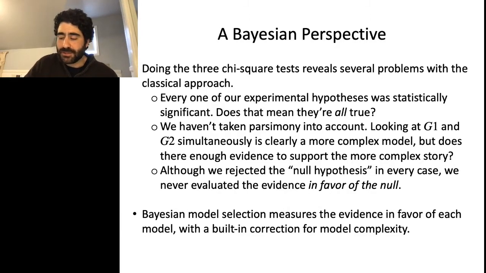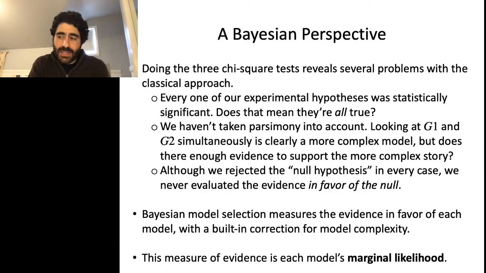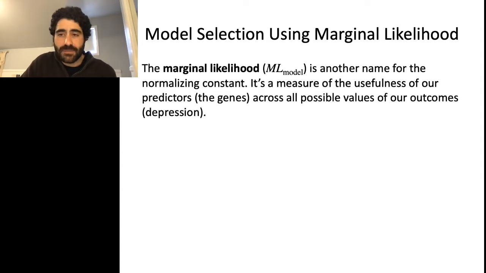One approach here is referred to as Bayesian model selection, in which we try to measure the evidence for each of these models, meaning we measure how well they fit the data. And this measure of fit has a built-in correction for model complexity, meaning that as our model gets more complicated, it has to explain more of the data to be a good model. This measure of evidence we're going to talk about today is called the marginal likelihood of the model. We've actually seen this marginal likelihood before on Tuesday. It's another name for the normalizing constant in Bayes' rule.